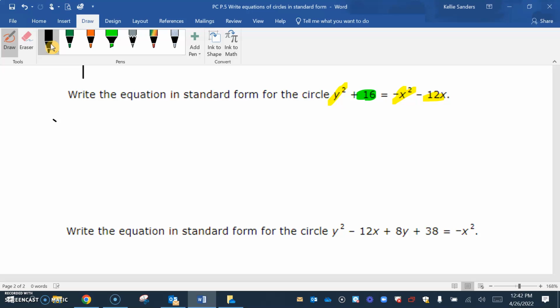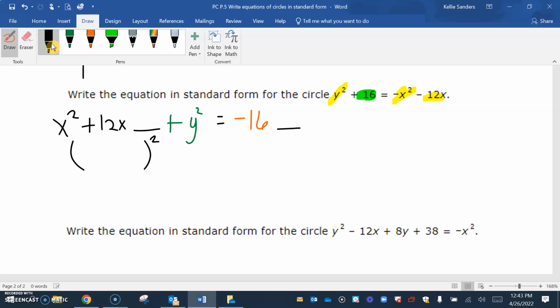So I'm going to move that negative x squared over to the left. I'm going to move the 12x along with it and group them together. That y squared does not have an extra y to go with it, so we are okay there. And then that 16 on the left-hand side, we're going to move to the right-hand side. And since I have a black line on the left, I'm going to put a black line on the right.